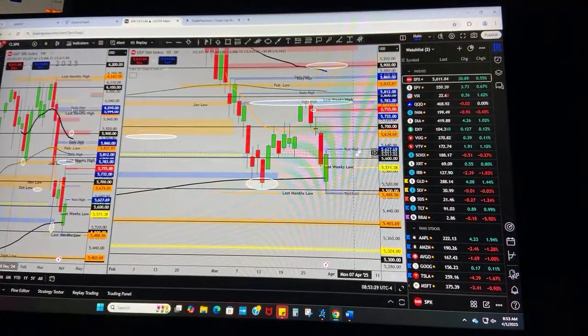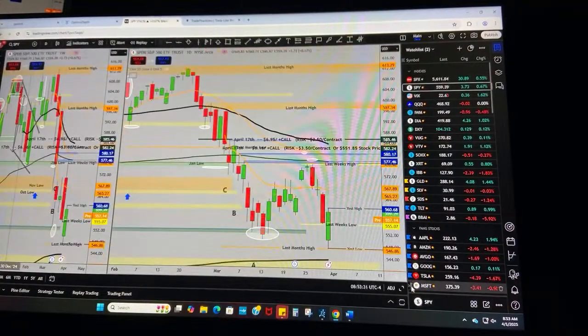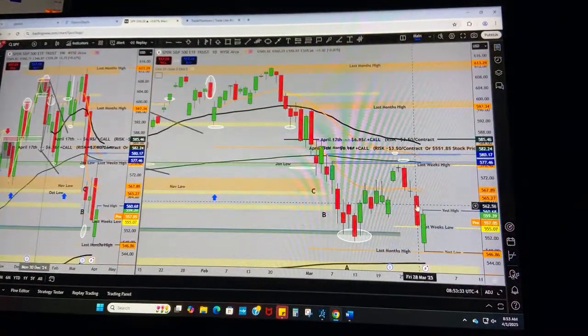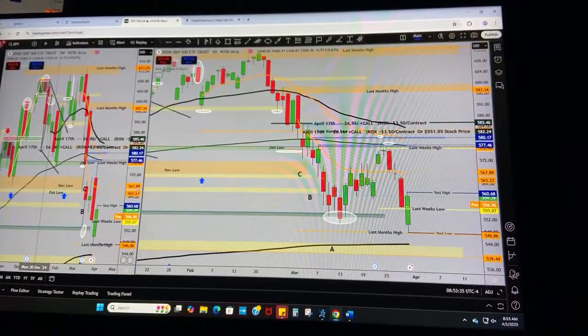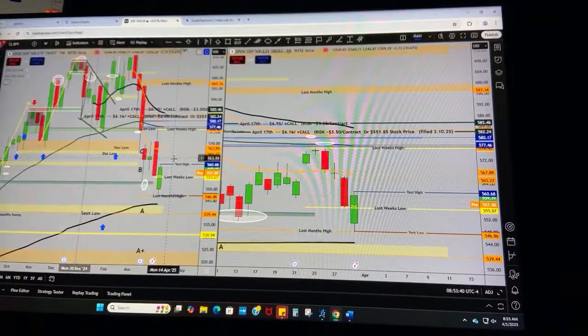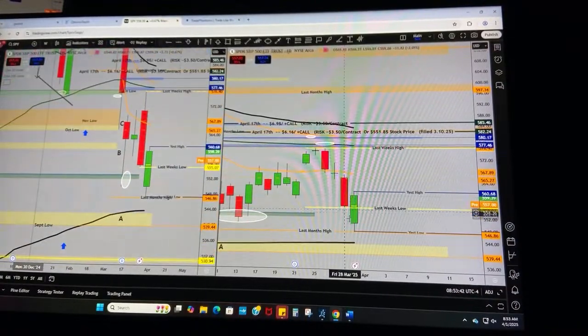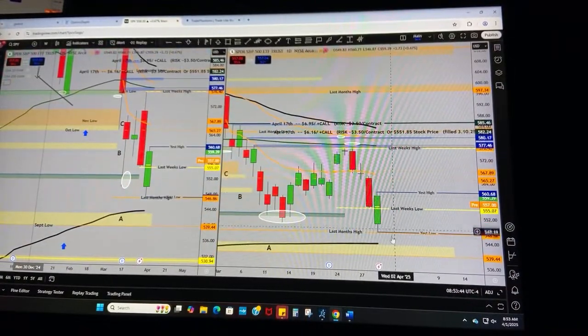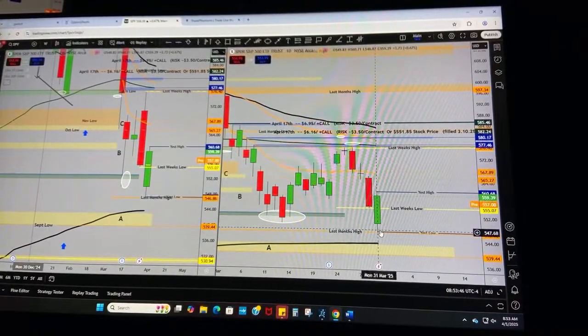Regarding the indexes itself here, I'll start off with SPY. All right, so here's SPY on a daily time frame on the right, and I got a weekly time frame here on the left. All right, yesterday we had a gap down, and we moved up pretty significantly off that gap down.